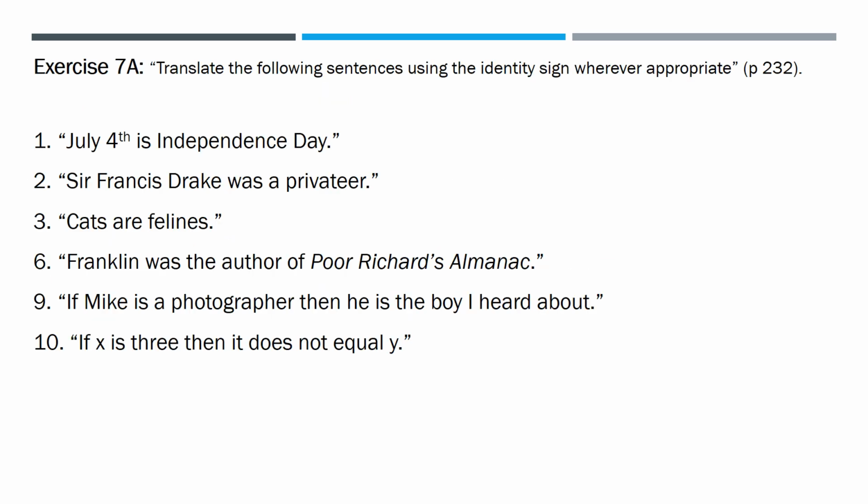We'll just jump into exercise 7a on page 232 of the textbook. We're told to translate the following sentences using the identity sign wherever appropriate. The identity sign is just the equal sign. Identity is really an interesting philosophical issue. For example, what's the status of existence? Would it be, for example, just a predicate?